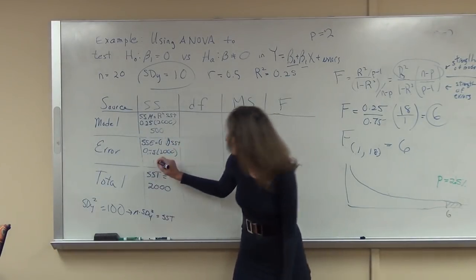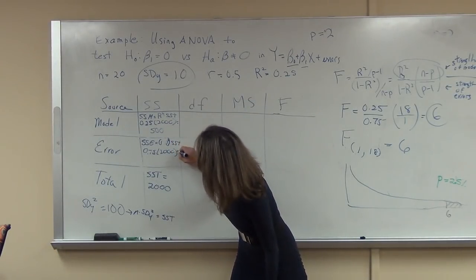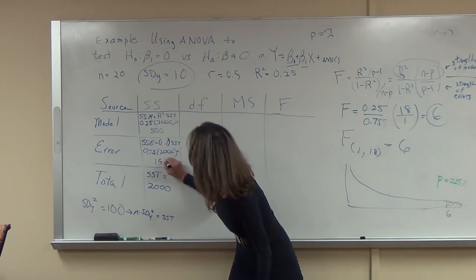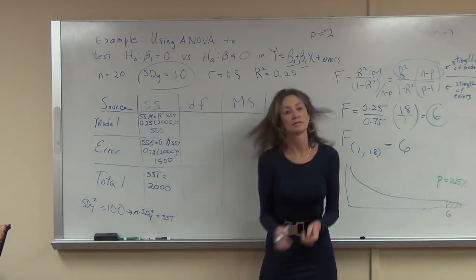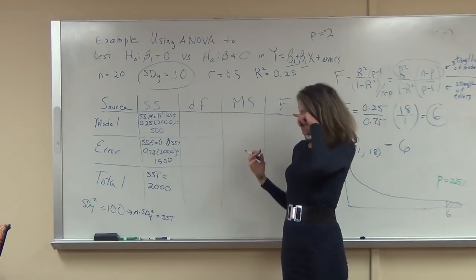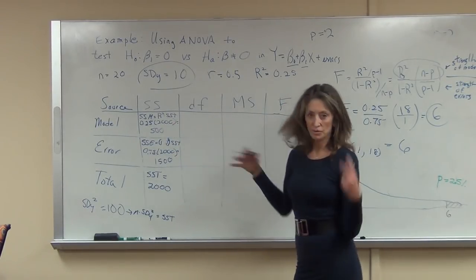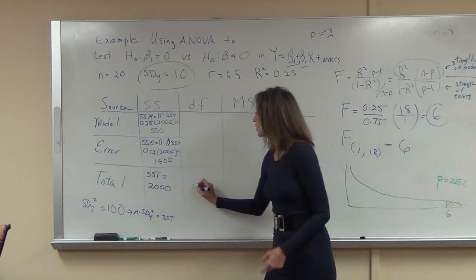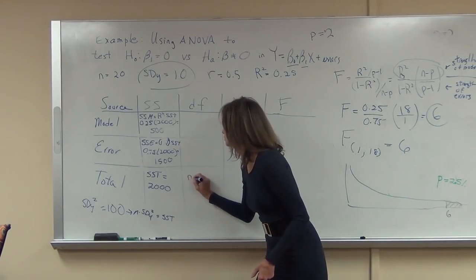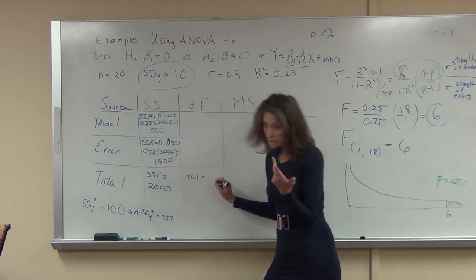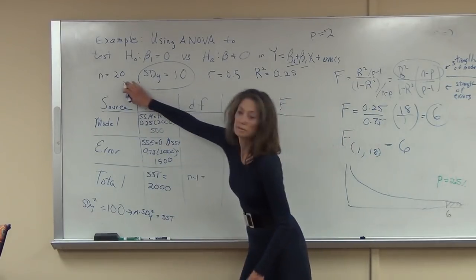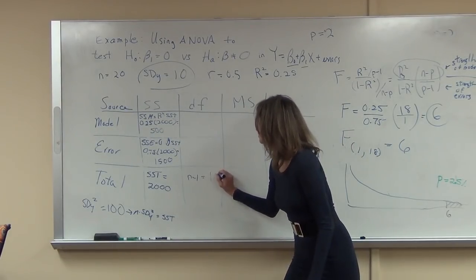That's 500. And this is 1,500. And sure enough, they add up. All right. So now we know that. And what are the degrees of freedom? Remember, the total degrees of freedom are n minus 1. So in this case, we have 20 minus 1. There's n. So we have 19.